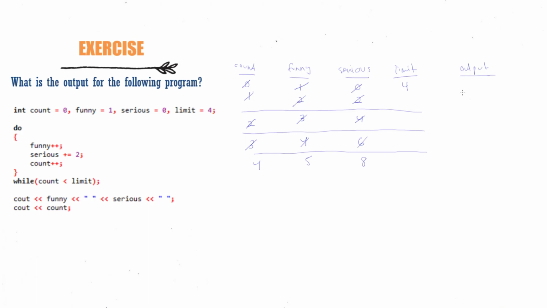So in the end, what is our output? So cout funny, which is 5. So we go 5 here, and then we have a space. Then serious, what is inside serious, which is 8. And then we have another space. Since there's no endl, the output still will continue on the side. So what is count? 4. So the answer is 584. So your output is 584. All right, that is how you solve this problem.